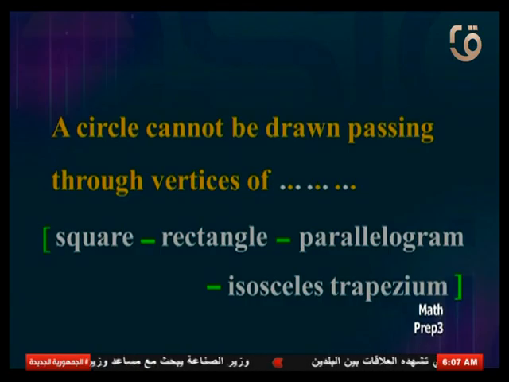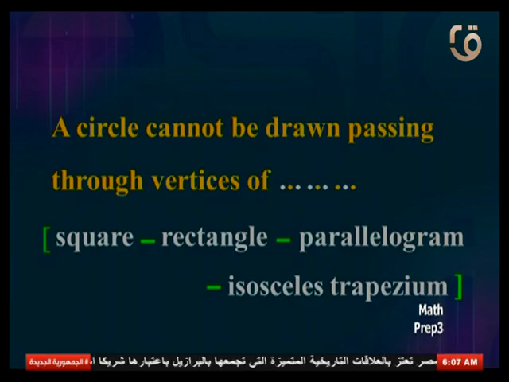All its angles are 90 degrees. So the sum of two opposite angles, 90 plus 90, equals 180 degrees. So if the sum of two opposite angles is 180, then the figure will be cyclic. So the square is going to be a cyclic quadrilateral.